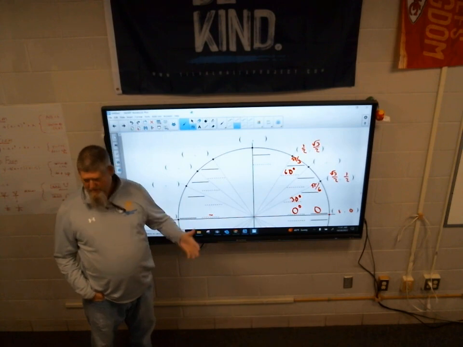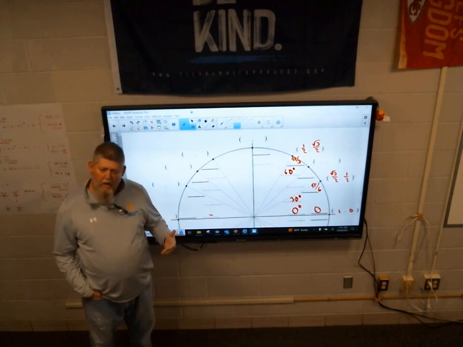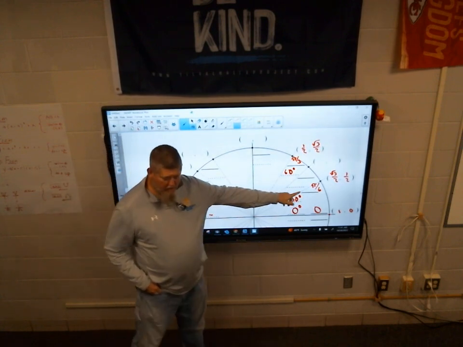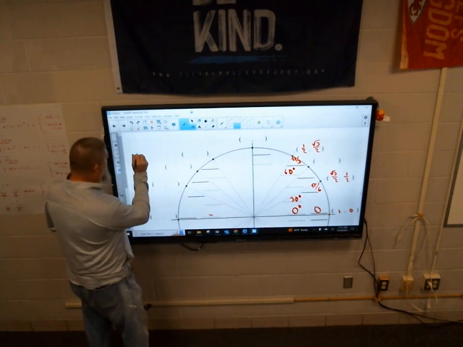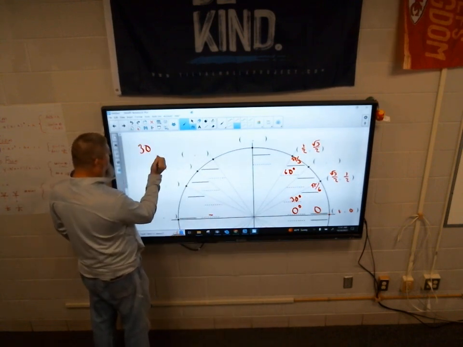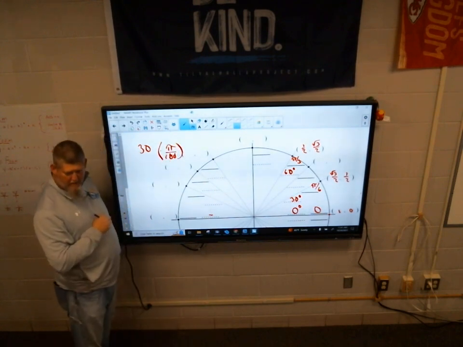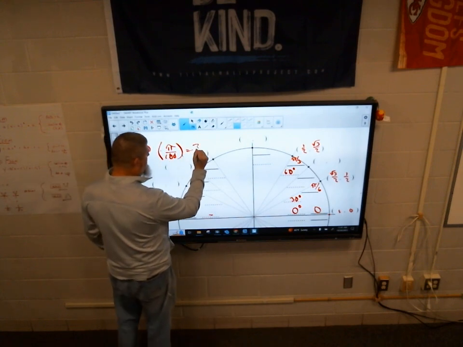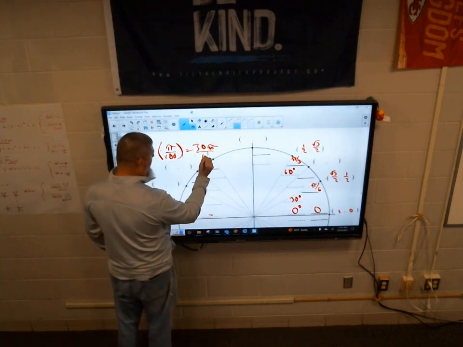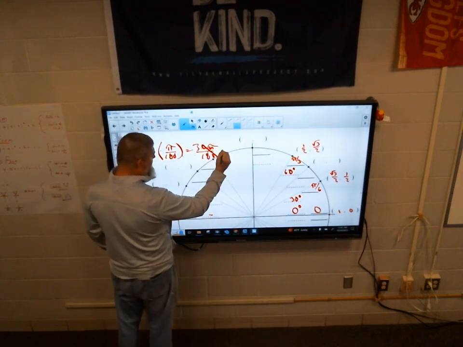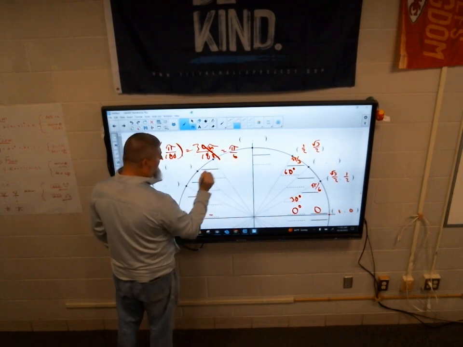Does that make sense? Why is it pi over 6? For the angle? That goes back to our conversions. I have 30 degrees, so I'm going to multiply by pi over 180. That's the conversion we did the other day. So then it's 30 pi over 180, and that just reduces to pi over 6.